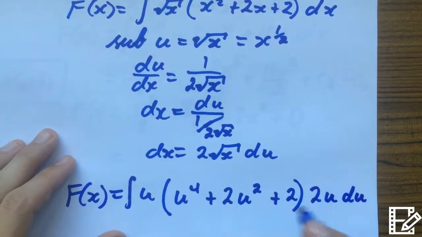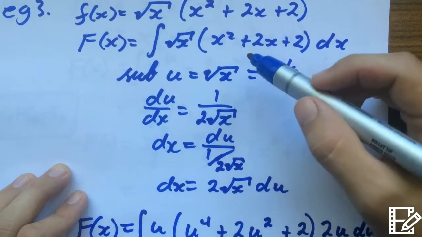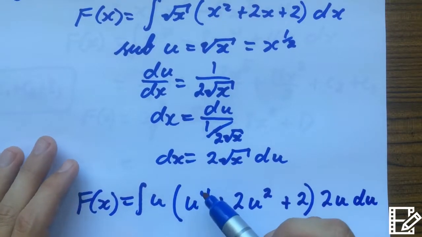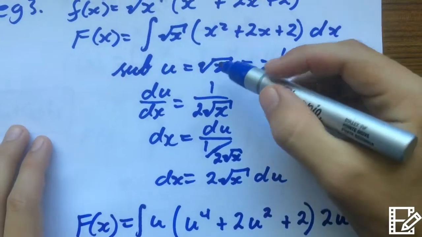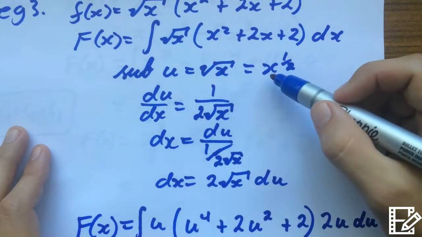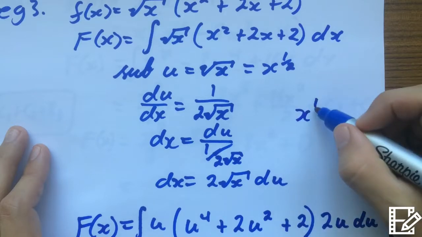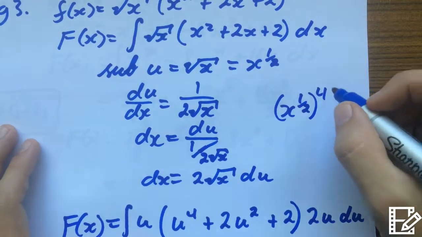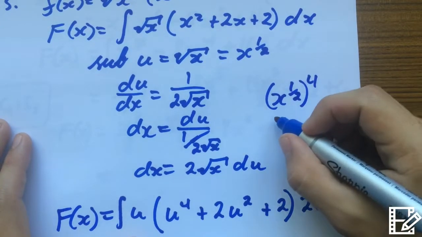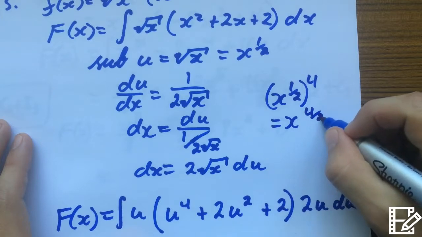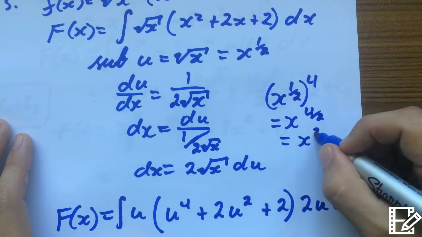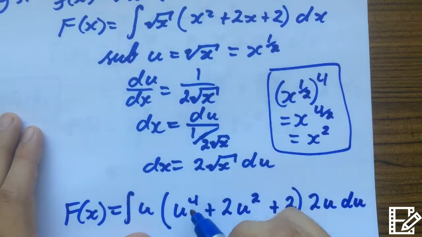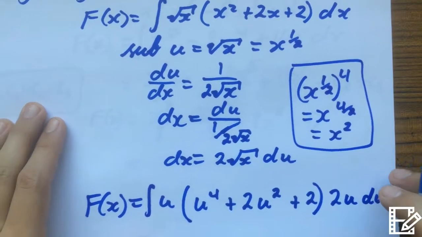Okay? So basically I've subbed in a u everywhere there was a square root. But if we have x squared, that's the same as u to the power of 4, because if we have x to the power of a half, and then we have that to the power of 4, that 4 will come in and it'll be the same as x to the power of 4 on 2, which is the same as x to the power of 2. Okay? That's how x squared equals u to the power of 4.